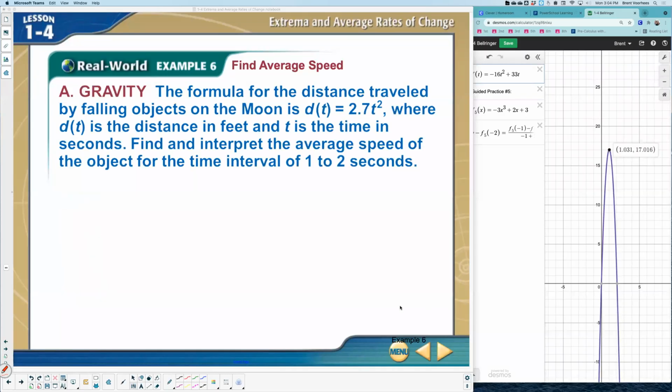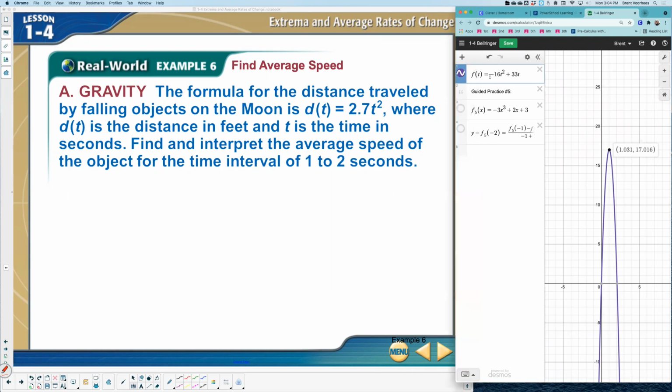All right, let's take a look at example 6 now. It says find the average speed. So this is really just an application of what we've been doing. Here it says the formula for the distance traveled by falling objects on the moon is d of t equals 2.7 t squared, where d of t is the distance in feet and t is the time in seconds. Find and interpret the average speed of an object at the time interval from 1 to 2 seconds.